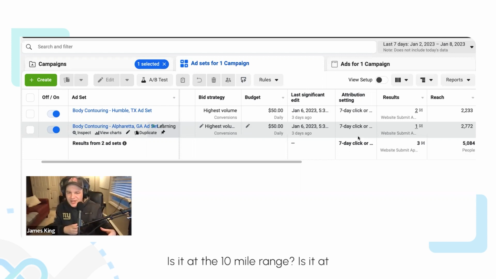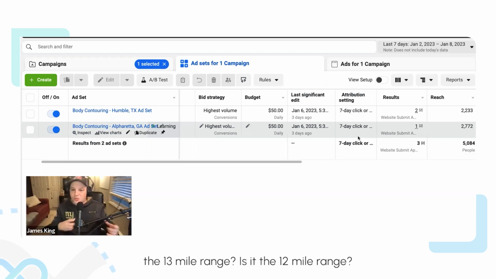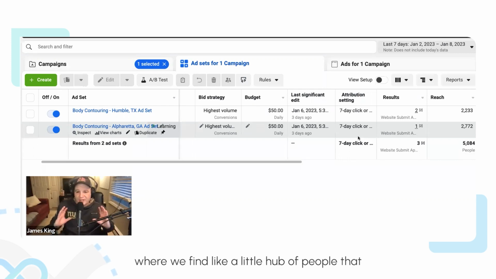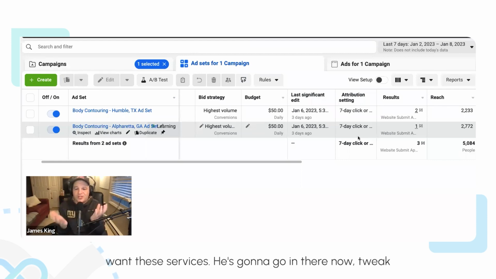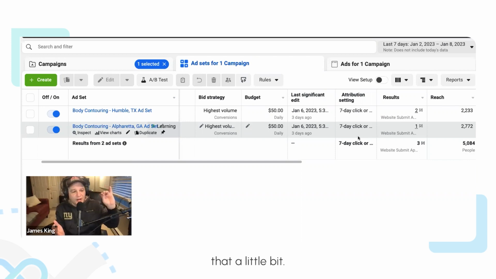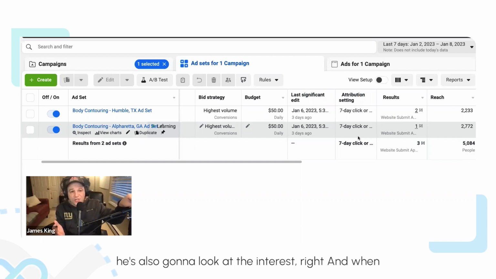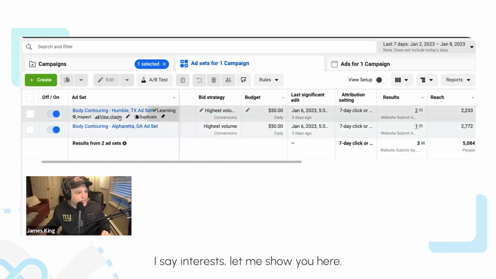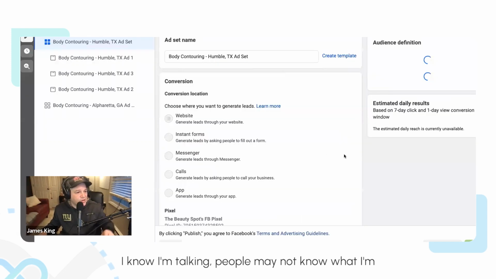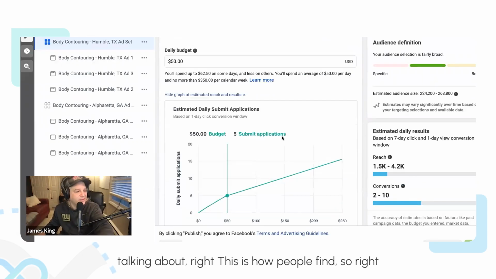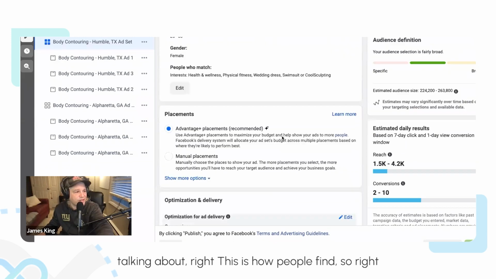Is it at the 10-mile range? Is it at the 13-mile range? Is it the 12-mile range, where we find a little hub of people that want these services? He's going to go in there now and tweak that a little bit. He's also going to look at the interest, right? And when I say interest, let me show you here. I know I'm talking, people may not know what I'm talking about. Right? This is how people find.